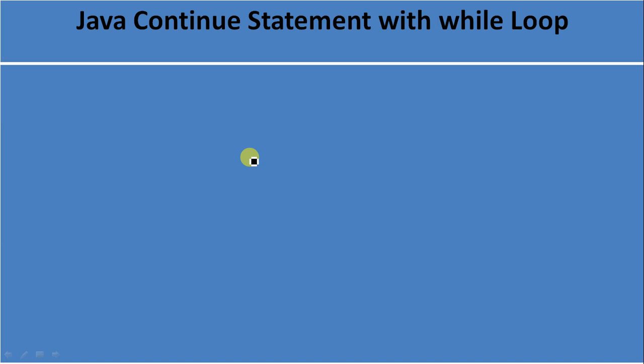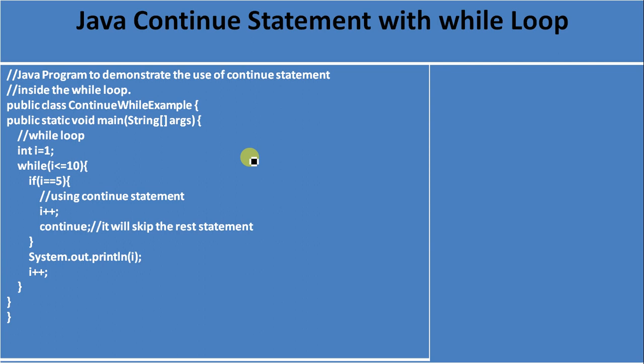Java continue statement with while loop. So this is the example of the continue statement with a while loop. Here we are creating a simple class, public class ContinueWithWhileExample, creating a main method as usual, initializing a variable i equal to 1, while i less than or equal to 10, and we are putting one condition: if i equal to 5, then increment the value of i, then continue statement, and printing the value of i and then increment the value of i.